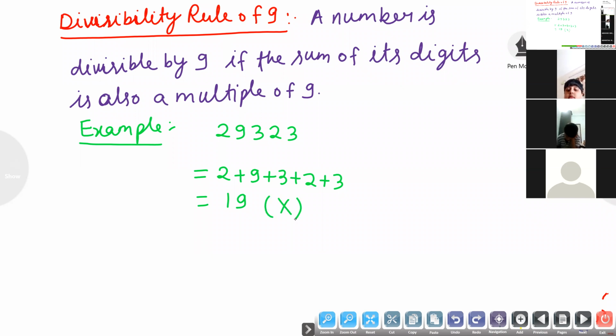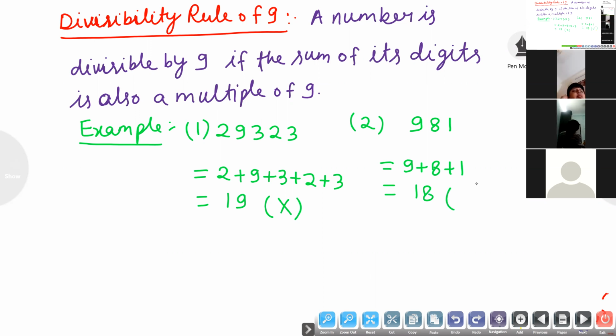Second example, 981. Again, I want to add all digits. 9 plus 8 plus 1. 9 plus 8, 17 plus 1, 18. 9 ones are 9, 9 twos are 18. 18 is coming in the 9 table. Then we can say yes, 981 is divisible by 9.